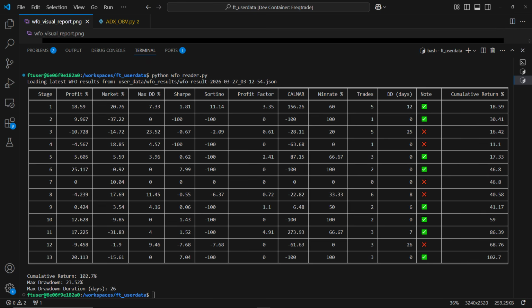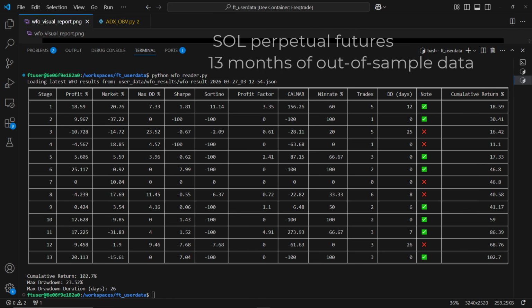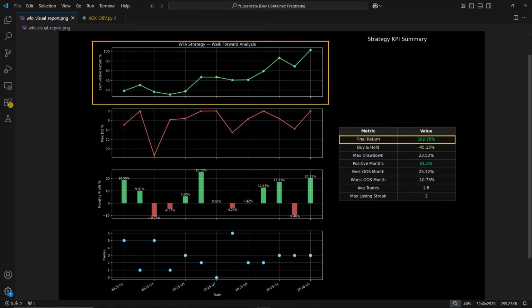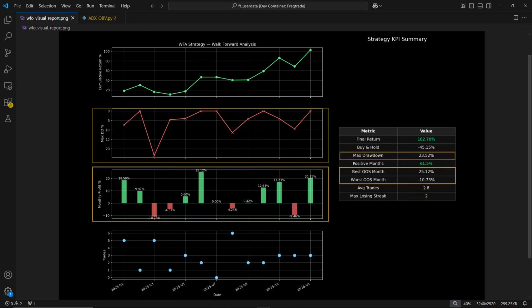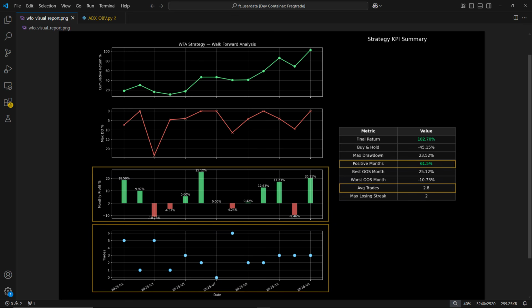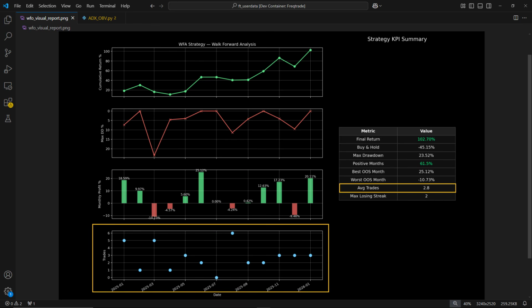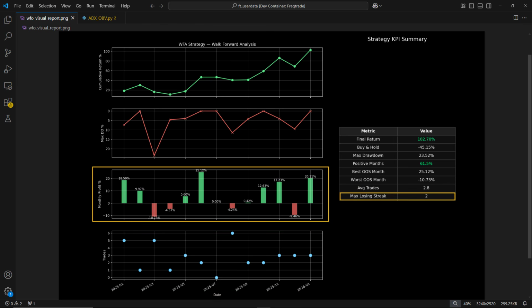Now let's look at the results. The strategy was tested on SOL perpetual futures over 13 months of out-of-sample data. It delivered a 102% cumulative return with a maximum drawdown of just 23%. Monthly returns ranged from -10% to +25%, and it remained profitable in 9 out of 13 months, showing strong and consistent performance. It executed an average of 2.8 trades per month, which means the strategy stays selective, avoids overtrading, and focuses on higher quality setups. The maximum losing streak was just 2 months.